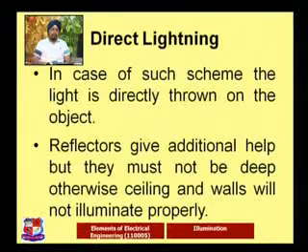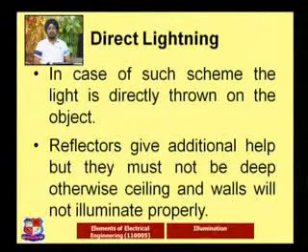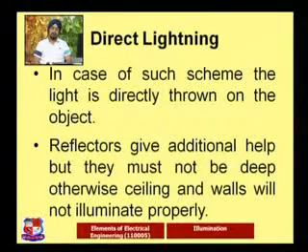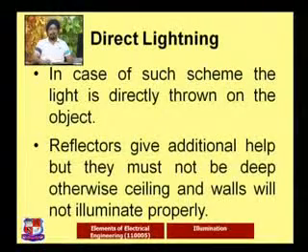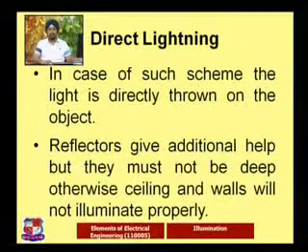Let's go with the direct lighting scheme. As the name indicates, most or the major light will be thrown onto the object, or will reach the object. To make that possible we can use additional things like reflectors or concentrators, which help make that almost 100%, not exactly 100%, because there are going to be losses in the system when the light goes from source to object.